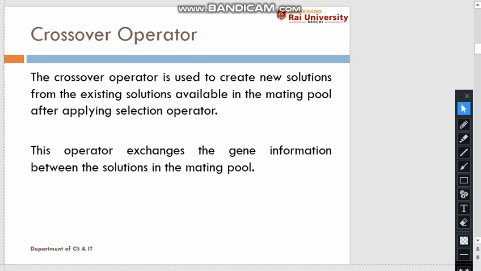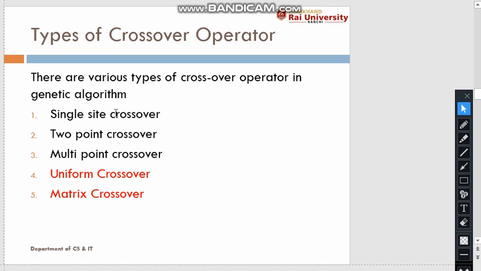We have different types of crossover operator, like single point crossover, 2-point crossover, multi-point crossover, uniform crossover, and the matrix crossover. In the last class, I discussed the single site crossover, 2-point crossover, and the multi-point crossover. In today's lecture, I will discuss the uniform crossover and the matrix crossover. So let's understand what we mean by the uniform crossover.